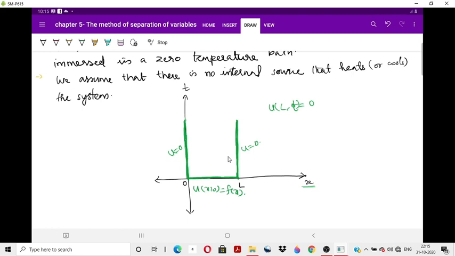Now the heat equation holds inside this region. That is u_t minus k u_xx equal to 0, the homogeneous one-dimensional heat equation. So this is the diagrammatic representation of the initial boundary value problem for the heat equation together with the domain 0 less than x less than L.